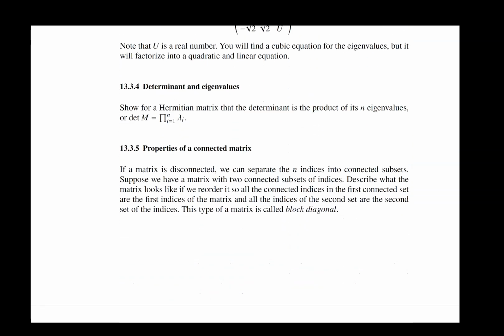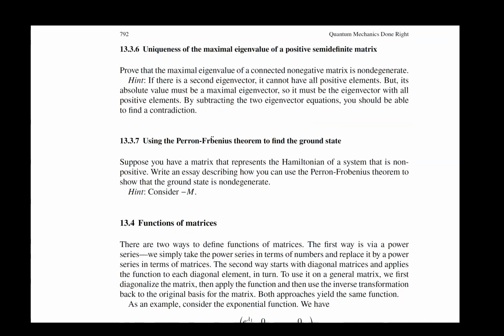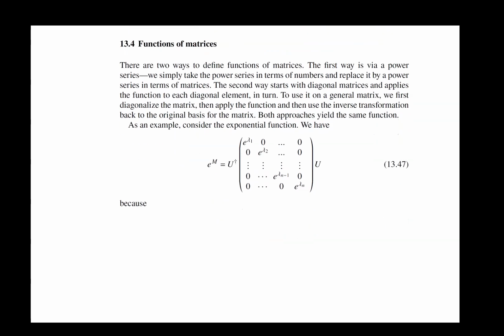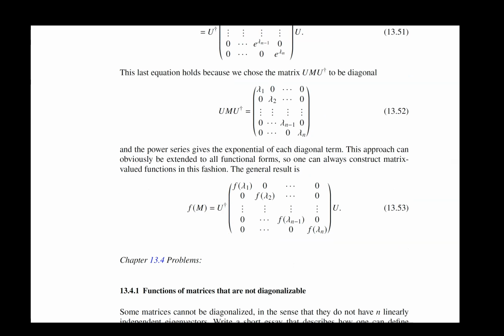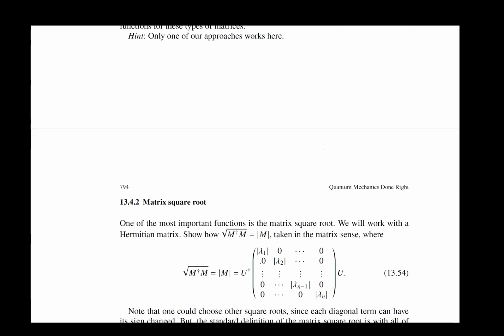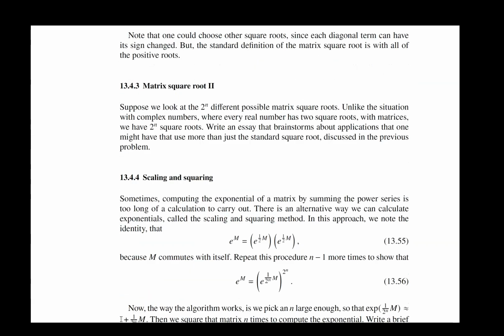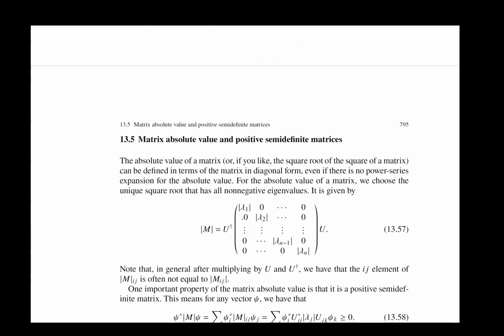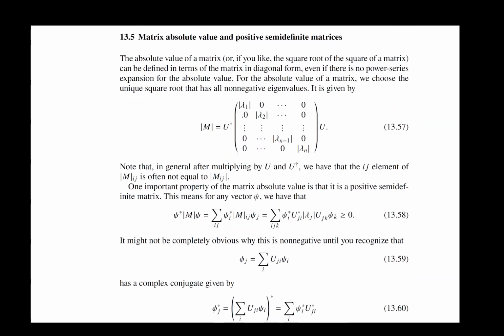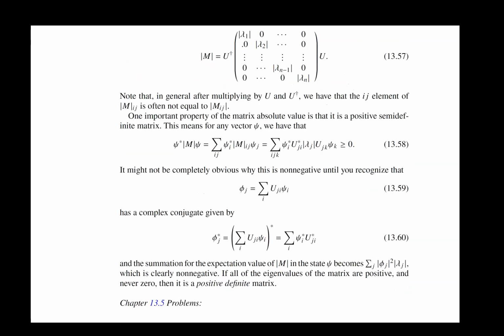After that, we talk about functions of matrices. We often are taking exponentials of matrices, so understanding in detail how we do that for n by n matrices is a really important problem to look at. Then we get to one of the important functions, which is the square root of the square of a matrix. That's called the matrix absolute value, and that also is a really important matrix to understand.